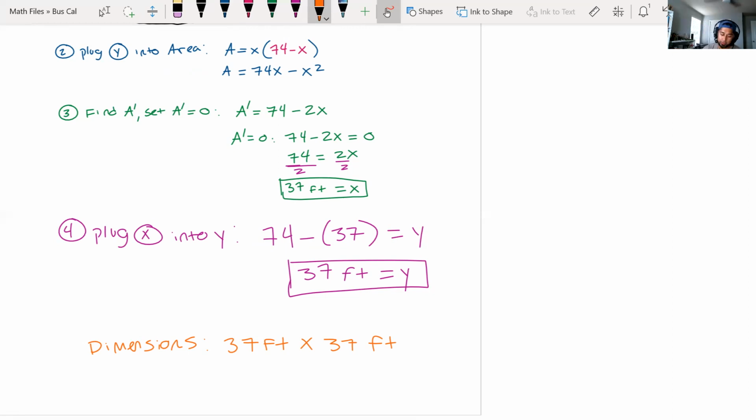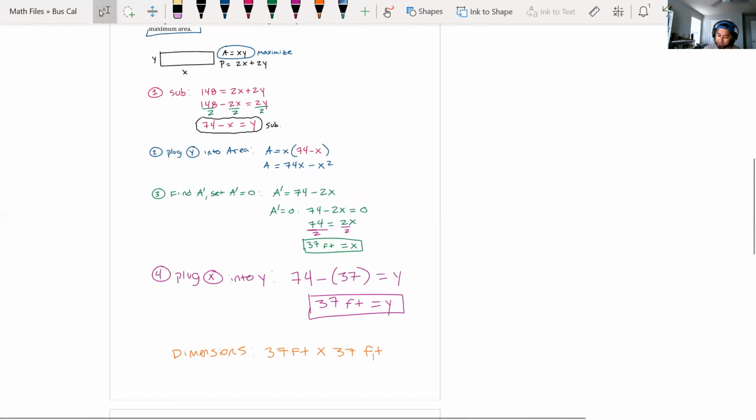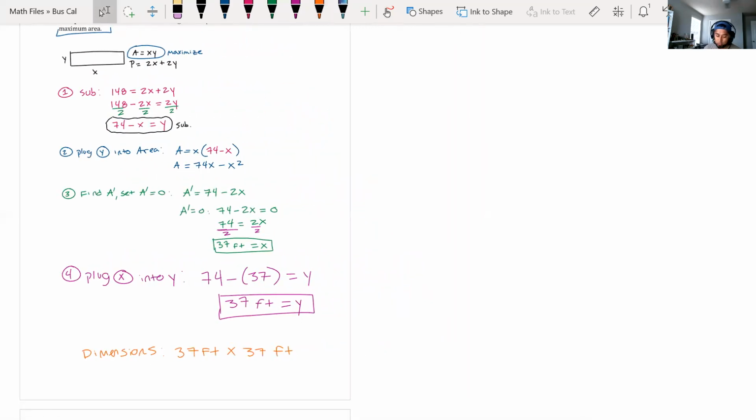Okay, cool. So that's optimization on a rectangle. And again, I guess we're more looking at the process here. We're going to be given components. We're going to make a substitution. We're going to put it all in terms of one variable, find the derivative, find x, and then plug it into whatever we need. Okay, any questions on that before moving on?